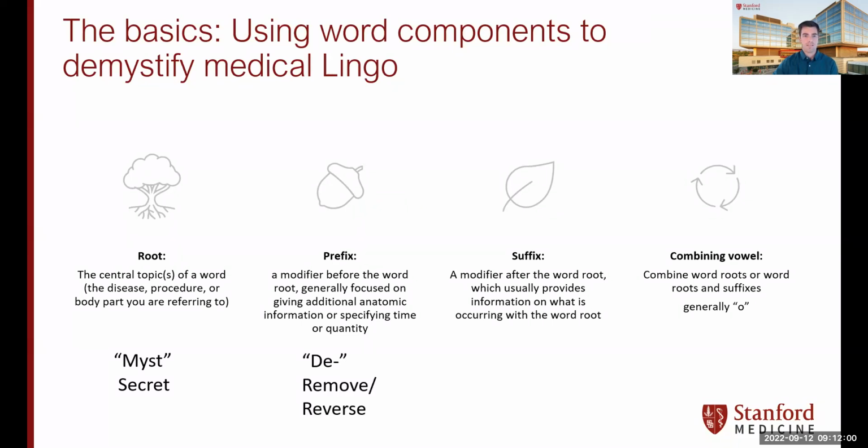The prefix is the modifier before the word. It's generally focused on giving additional anatomic information or specifying time and quantity. And then finally is the suffix, which is a modifier after the word root, which usually provides information on what is occurring with the word root, right? And so all together, you put this together and we're going to demystify language.